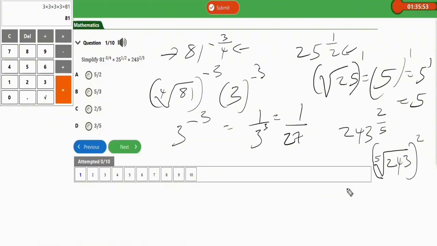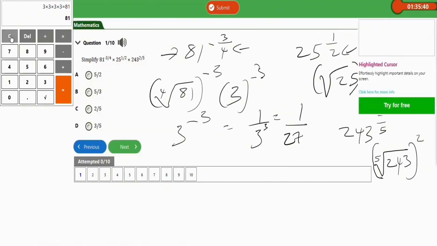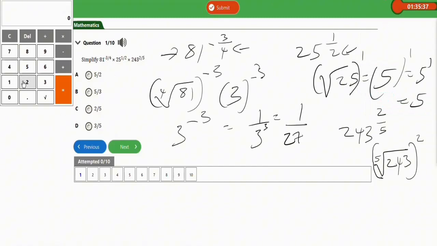Okay, so the fifth root of 243 will still give us 3 as output. Let's verify with the calculator. Let me show you guys. When you check 3 times 3 times 3 times 3 times 3, what's the output? 243. So the fifth root of 243 is still what? 3. So when you keep simplifying this, we now have 3 to the power 2.